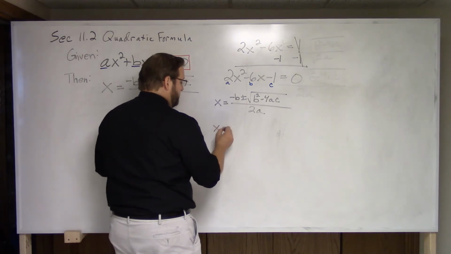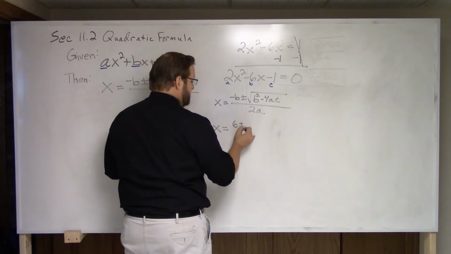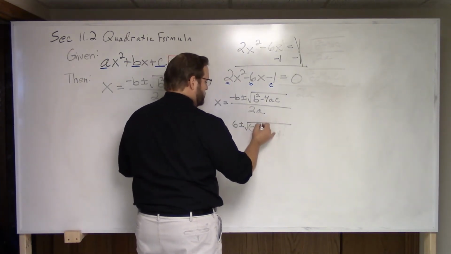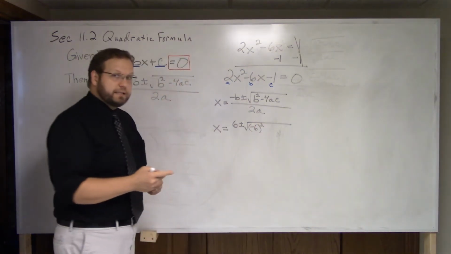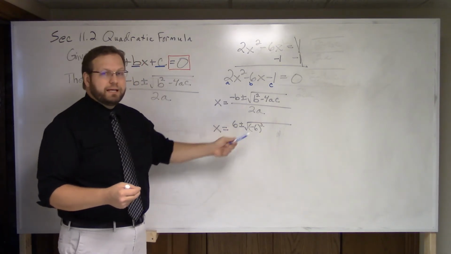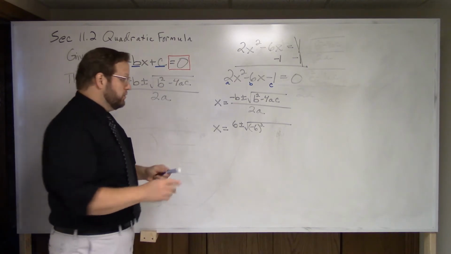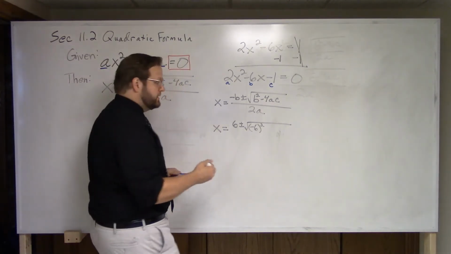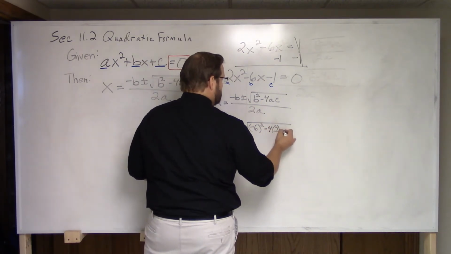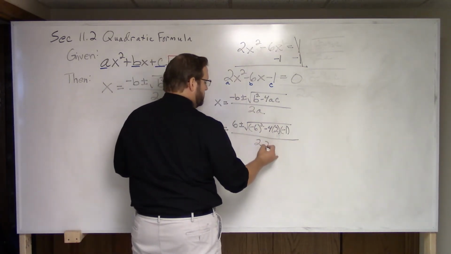So, opposite of b is a +6, plus or minus square root of (-6) squared. Now notice the parentheses I put around that. It is absolutely necessary to put that when there's a negative. It's kind of optional when there's a positive. I would just put it there no matter what. When you're plugging in that b, just put the parentheses. So b squared minus 4 times a times c all over 2a.